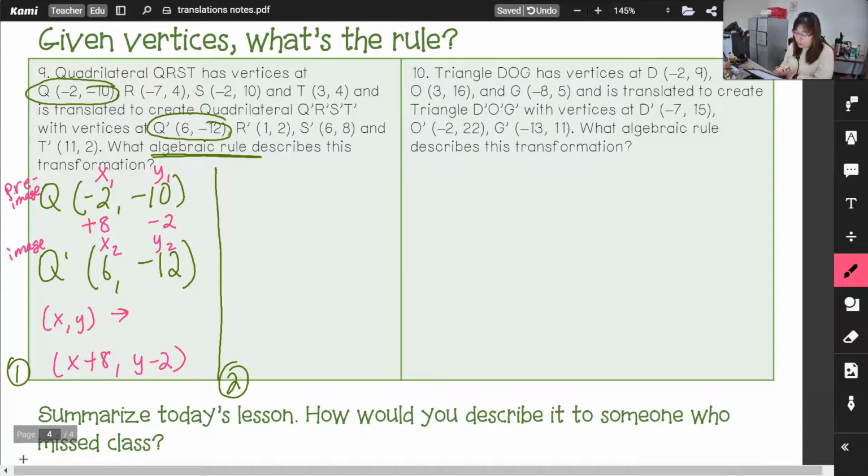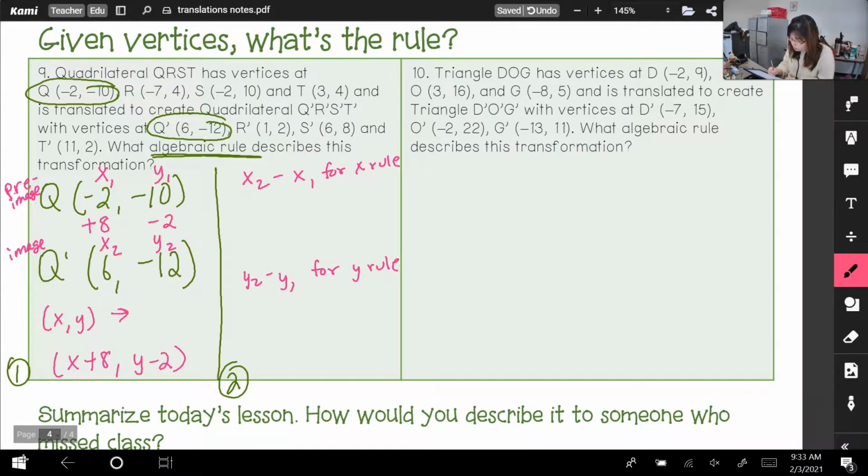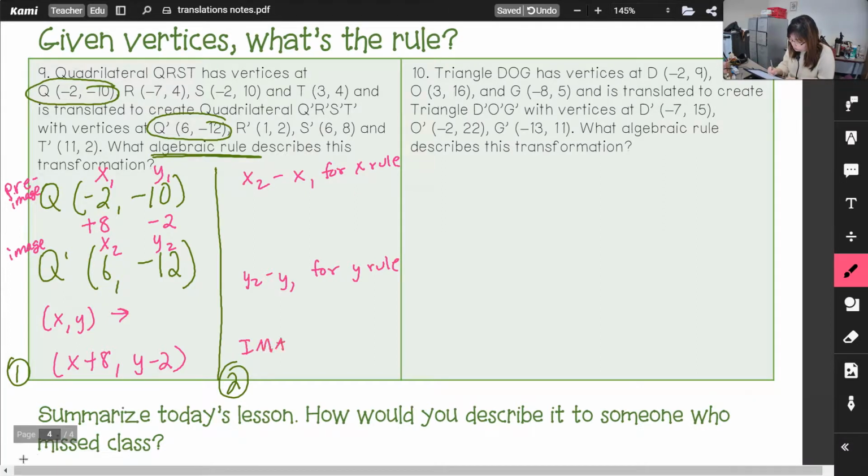Now, if you're not good at spotting patterns like that, that's okay. That's where method number 2 comes into play here. Okay, with this, we basically just subtract to get the difference. Okay, so to get the rule, we're just going to subtract, kind of like when we did slope, x2 minus x1 to get the x rule, and then y2 minus y1 for the y rule. Okay, the important thing is that you always do the image minus the pre-image.